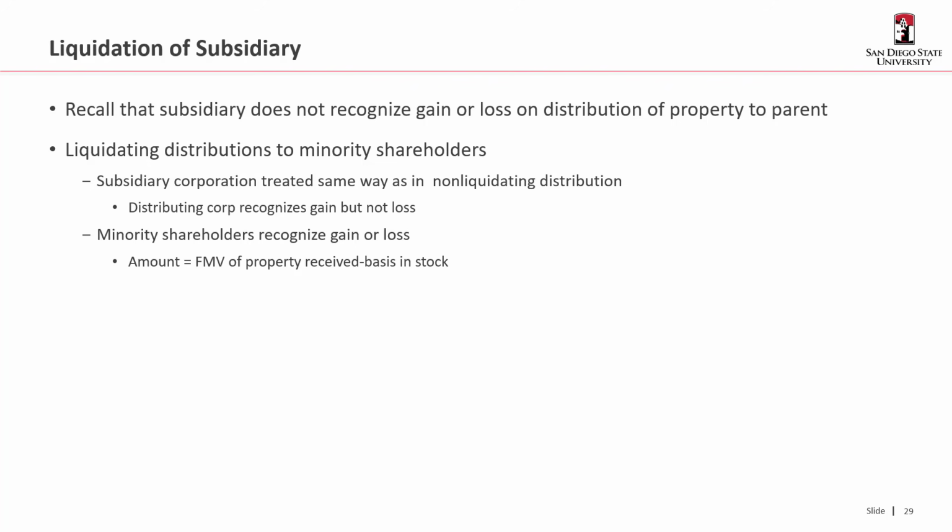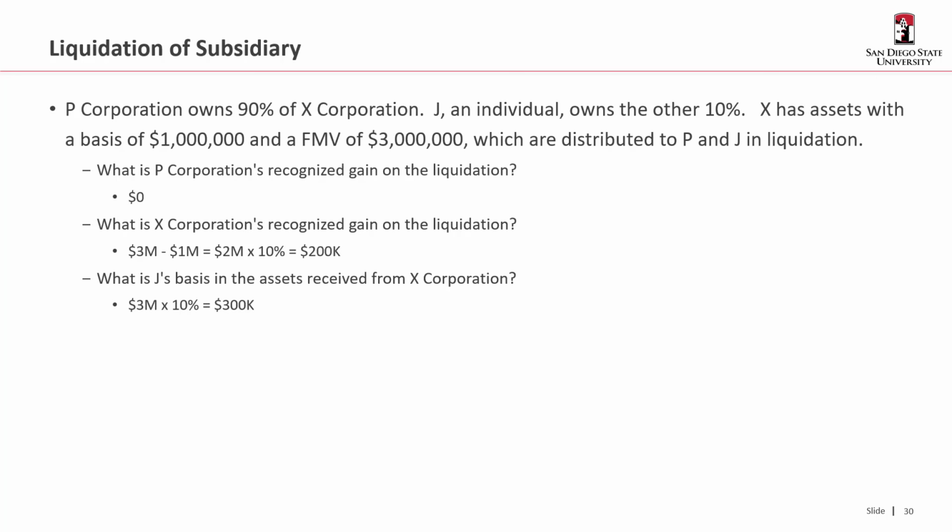The distributing corp recognizes gain but not loss with respect to the amount distributed to minority shareholders. The minority shareholders also recognize gain or loss, the amount being the fair market value of the property received less any basis they have in the stock, of course. So P Corporation owns 90% of X, and J, an individual, owns the other 10%. X has assets with a basis of $1 million and fair market value of $300,000, which are then distributed to P and J in liquidation.